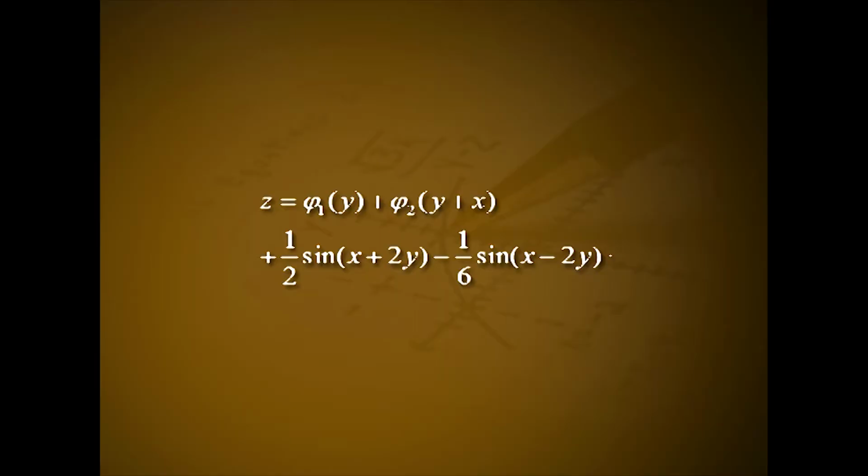Therefore, the complete solution is z = φ₁(y) + φ₂(y + x) + 1/2 sin(x + 2y) − 1/6 sin(x − 2y).